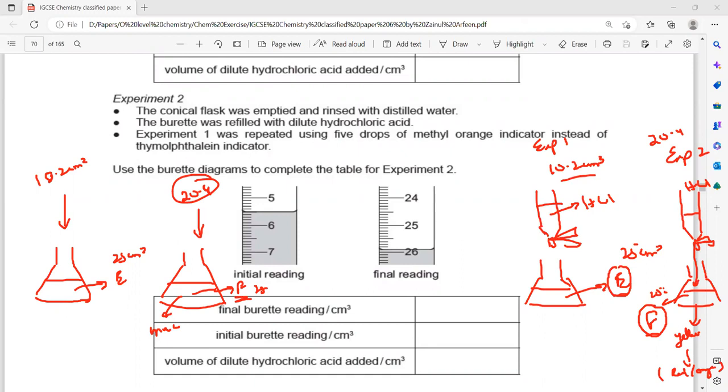Is it clear? It depends on which one is known and which one is unknown. In the previous question, the unknown solution was in the burette. In this question, the unknown solution is in the conical flask. So if I need more volume to neutralize the unknown solution, it means that it is more concentrated. So solution F is more concentrated than E.